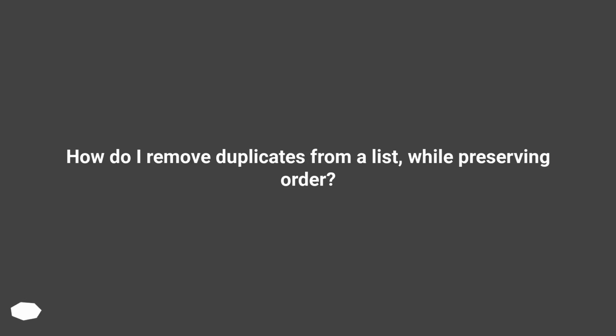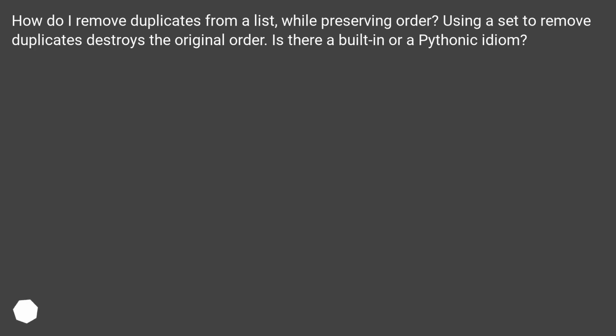How do I remove duplicates from a list while preserving order? Using a set to remove duplicates destroys the original order. Is there a built-in or a Pythonic idiom?